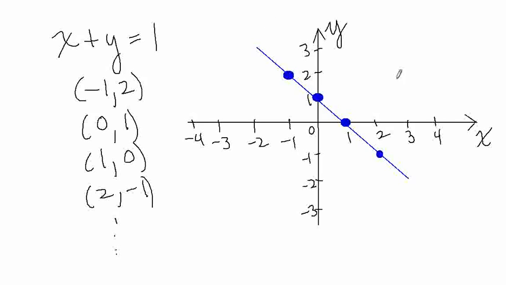Notice that one of the points is on the x-axis, namely the point 1, 0. That point is referred to as the x-intercept because it's on the x-axis. It intercepts, that's where the line intercepts the x-axis, so to speak. Now notice that the point 0, 1 is on the y-axis. That's where the line intercepts the y-axis, the vertical axis, so that's called the y-intercept.